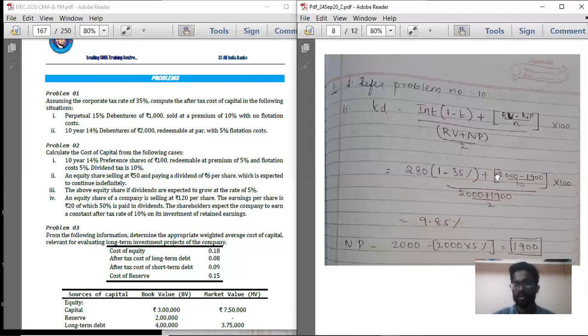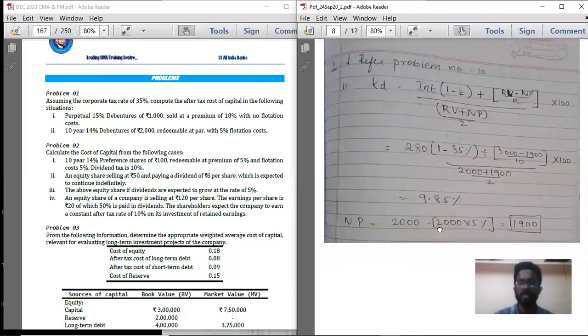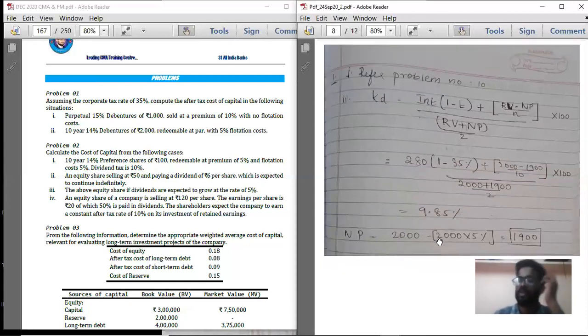Redemption value is 2000. So open a bracket, 2000 minus, what is the net profits? Leave 5 lines gap, record. Leave 5 lines gap, below that record NP is equal to, the flotation cost is 5%. So NP is equal to 2000 minus, how much is the flotation cost percent? 5%. 2000 minus, what is 2000 into 5%? 100. So 2000 minus 100. NP is equal to 2000 minus 100.